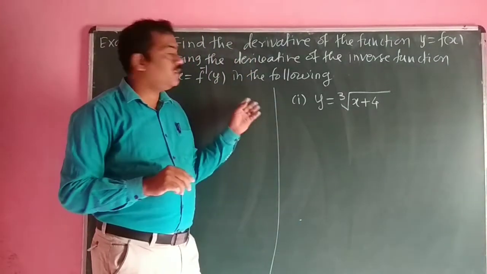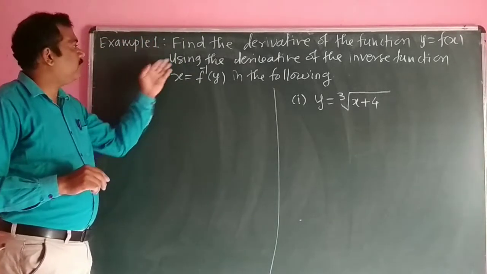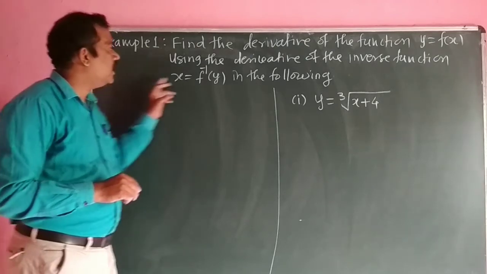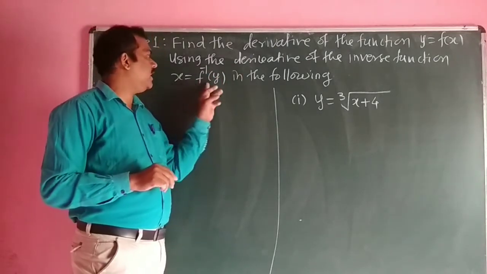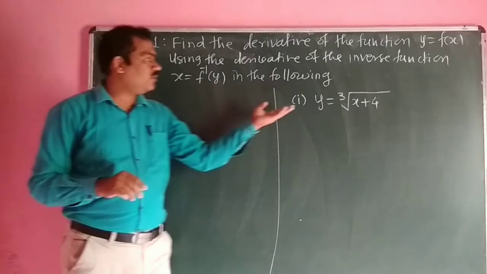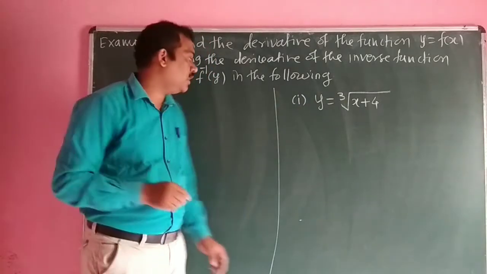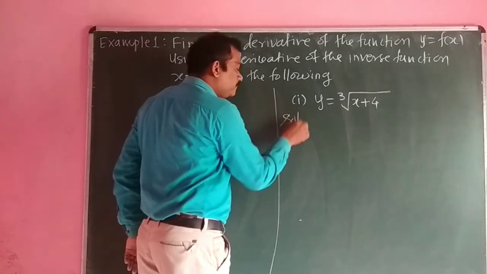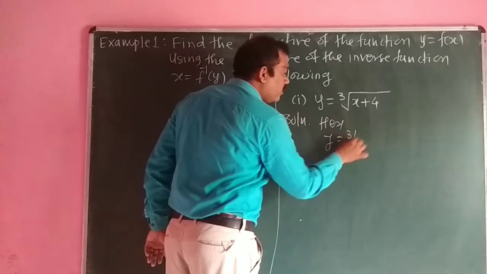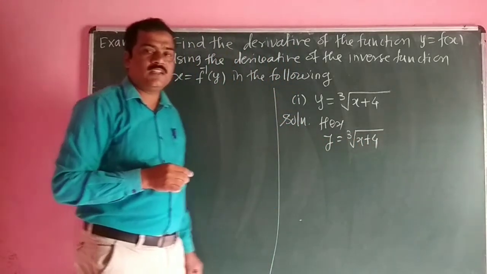Okay, now we have to discuss examples on this theorem. What is the example? Find the derivative of the function y is equal to f of x using the derivative of the inverse function x is equal to f inverse of y in the following. Okay, the first example: y is equal to cube root of x plus 4. Solution. Here y is equal to cube root of x plus 4. First of all we have to find its inverse function.